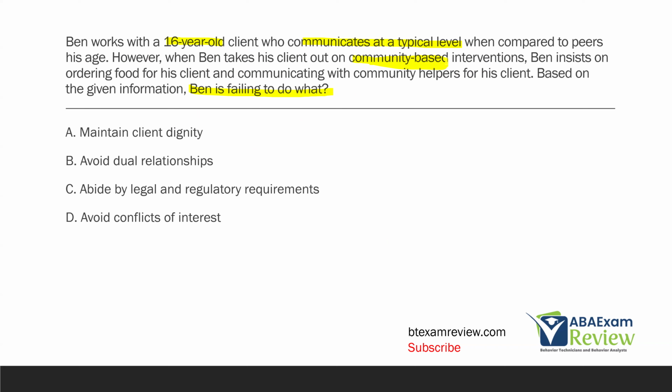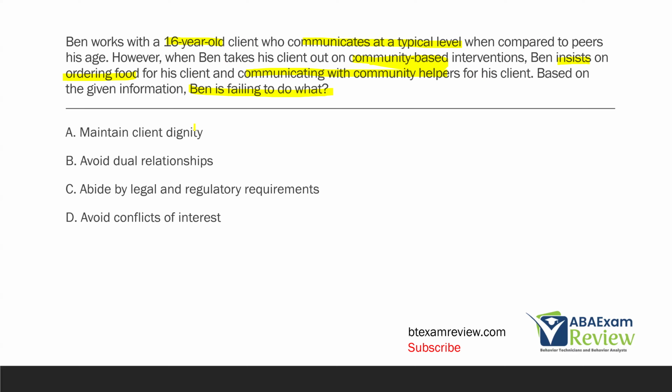What's the problem then? Well, the problem is Ben is ordering food for the client and communicating with community helpers for the client. Why is that an issue? Well, for a 16-year-old who communicates at a typical level as a 16-year-old, should Ben really be ordering food and communicating with helpers for the client, and especially insisting on it? Ben really should not. This should be something Ben is at least working on with the client, if not letting the client do it themselves. So what is Ben failing to do?